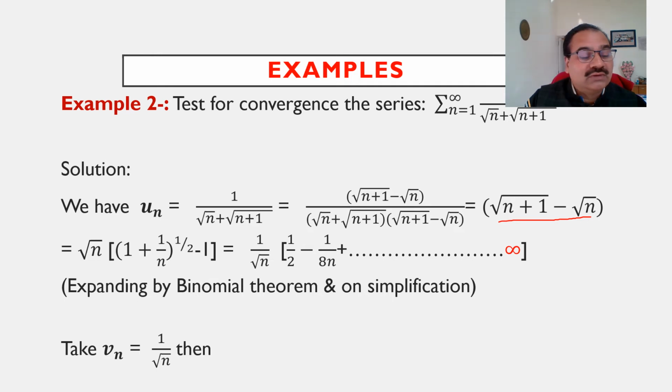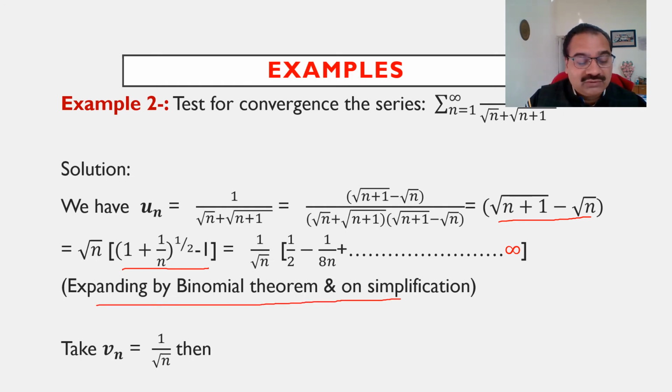And now you will expand this. You can take under root n outside: 1 plus 1 by n power 1 by 2 minus 1, and then do the binomial expansion. On simplification you will get 1 by under root n times 1 by 2 minus 1 by 8n, and so on. This is an infinite series, so you expand the binomial and on simplification you will get this.